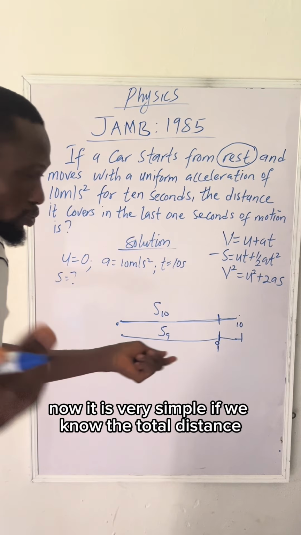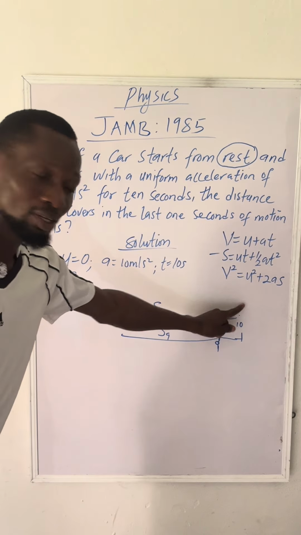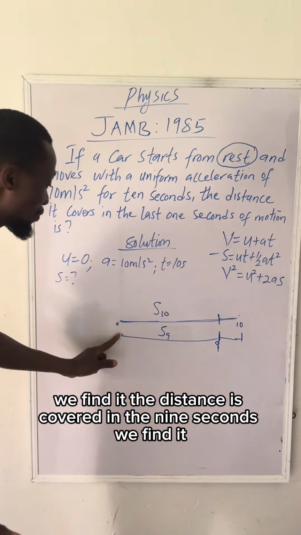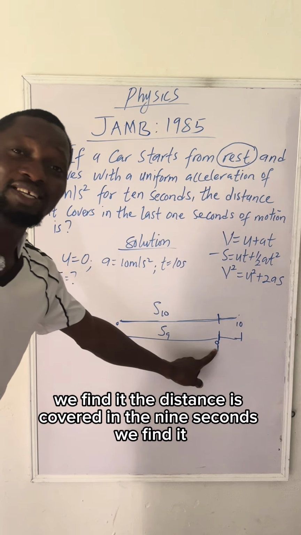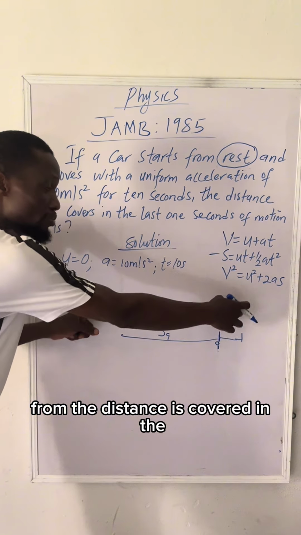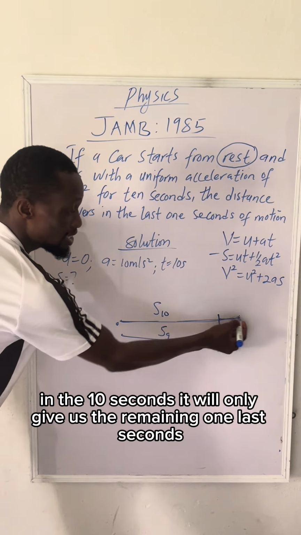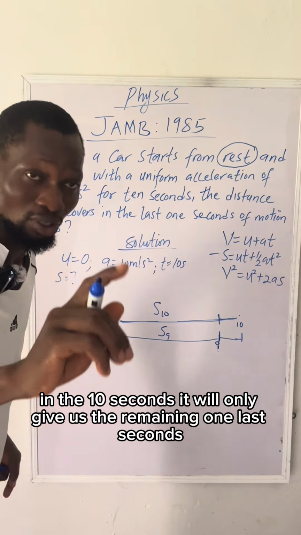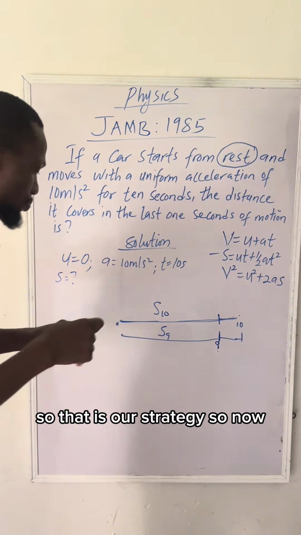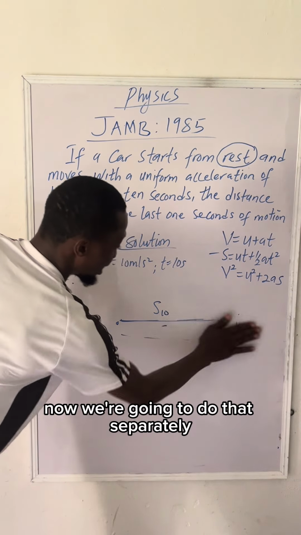Now, it is very simple. If we know the total distance, that's the distance covered in the 10 seconds, we find it. The distance covered in the 9 seconds, we find it. Then we subtract the distance covered in the 9 seconds from the distance covered in the 10 seconds. It will only give us the remaining last 1 second. So that is our strategy. Meaning that we are going to do that separately.